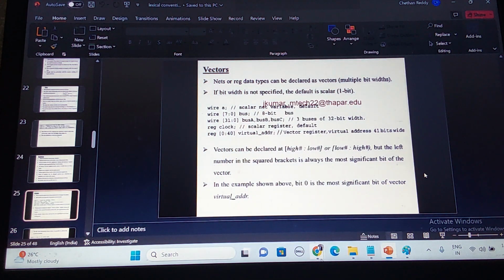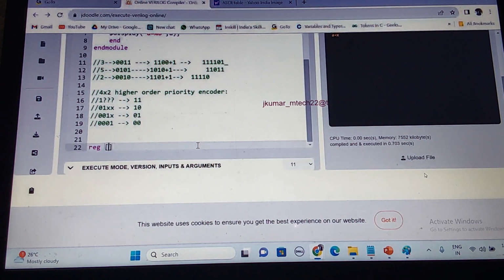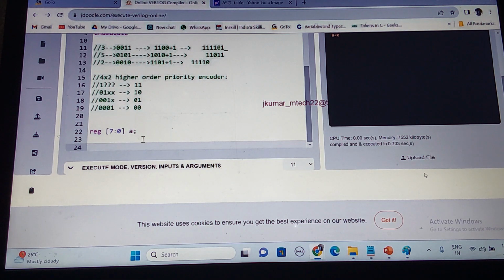So you can tell me, how to write the vector when I am writing reg [7:0] A? How is it declared as a vector here? A of 7, A of 6, A of 5. Correct. The most significant bit is 7. Now how you can declare this as a vector is A of 7, correct?